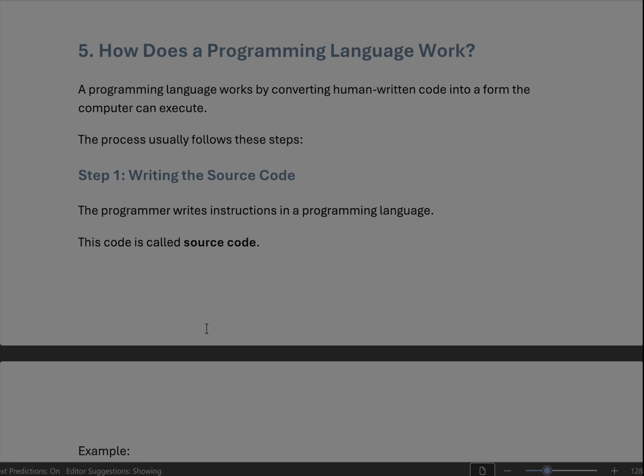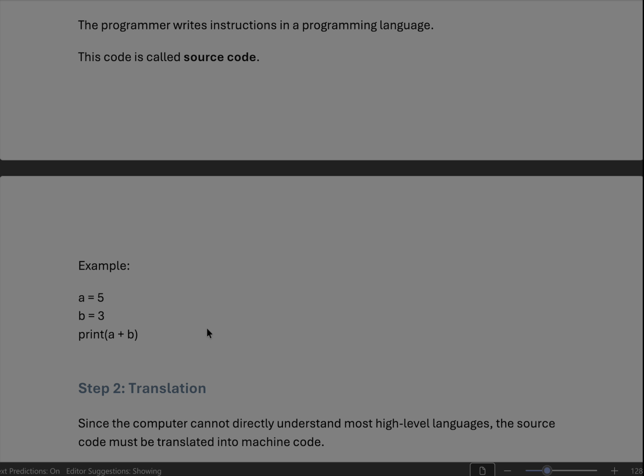So the human-like language, the high-level language that we call it, is the code that we write in such a way that the computer can execute it. First we start by writing the source code, which is known as instructions. For example, a equals 5, b equals 3, and we are printing a plus b. That's we are printing the sum of both the digits.